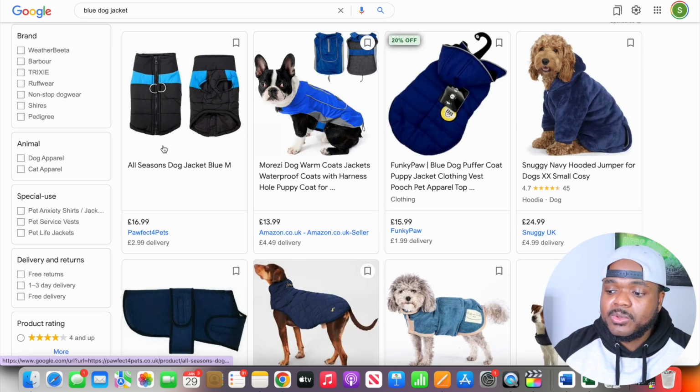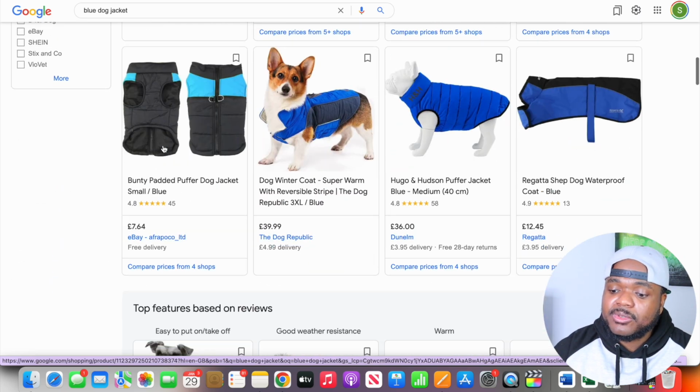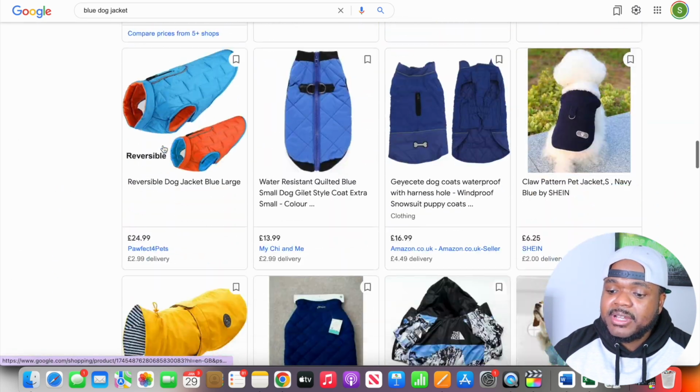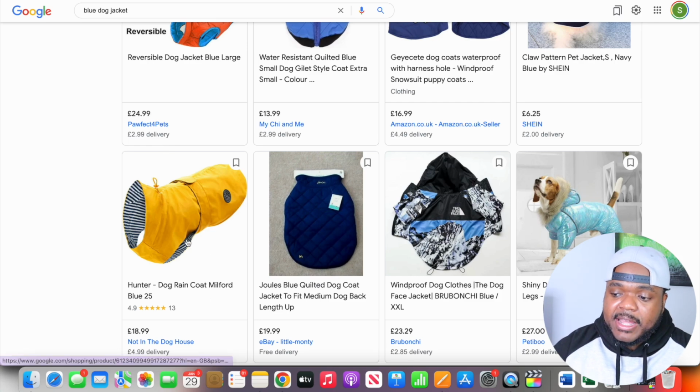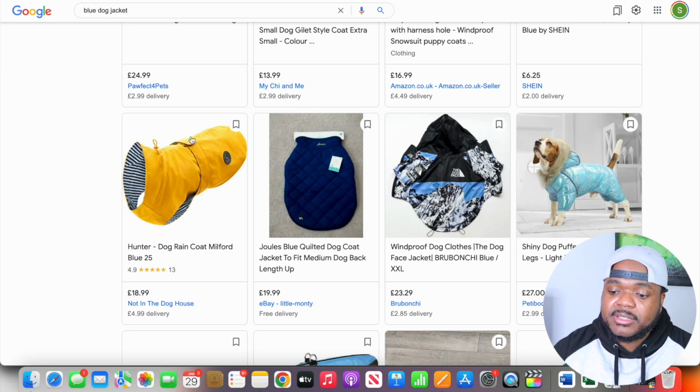So as you guys can see, all of these different sellers are paying for Google Ads for a blue dog jacket to be shown to me. But if I just scroll down over here, as you guys can see, there's this yellow dog jacket. And of course the person has typed in blue dog jacket. So this person may not want their ad to show, because if I now click into this product, the owner of this website is going to get charged an ad fee.